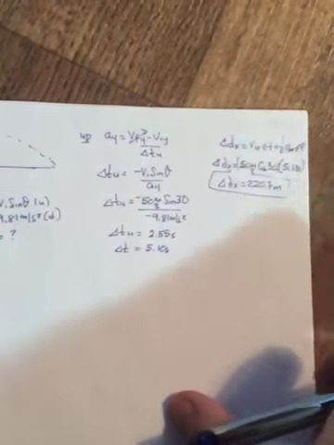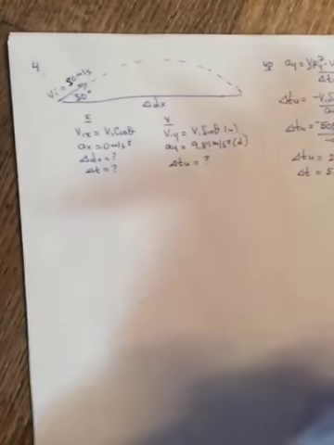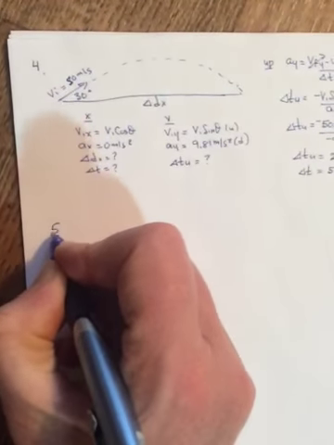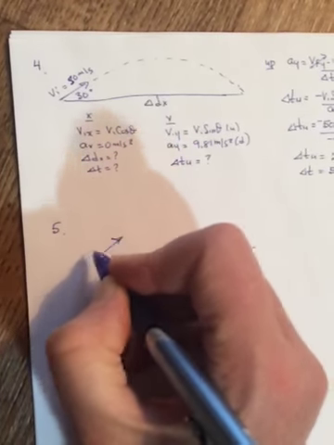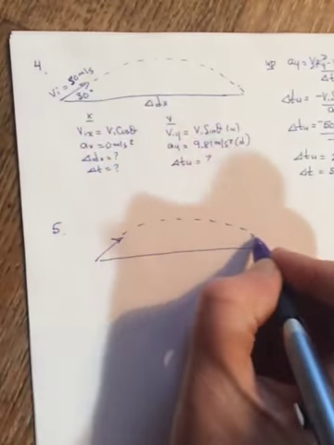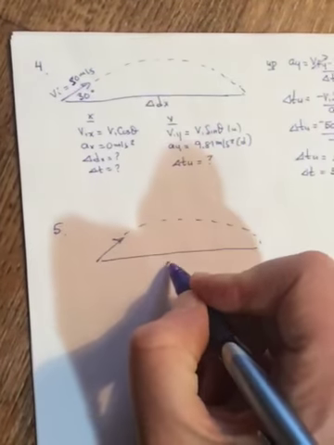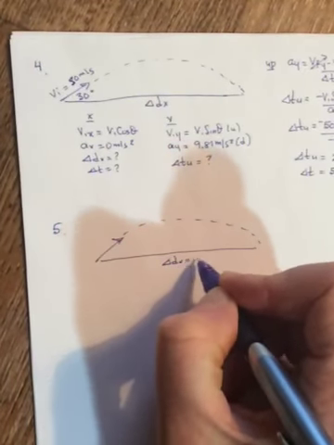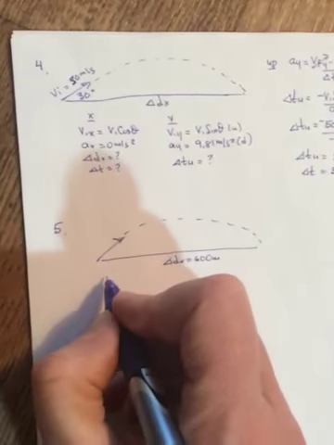All right, number 5. A projectile hits the ground 10 seconds after it was fired from the ground. So again, it's going to be a ground to ground. Okay, so it's going to come up, it's going to go down, and it hits the ground 10 seconds after it was fired, and it moves a horizontal distance of 600 meters. So our delta dx is 600 meters.